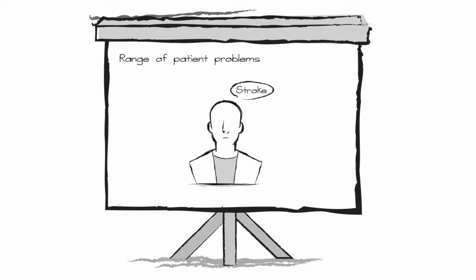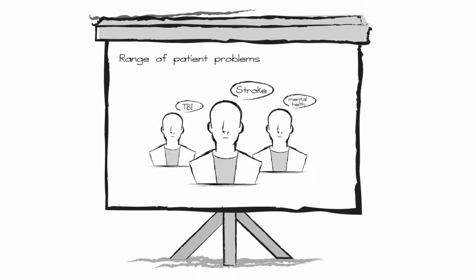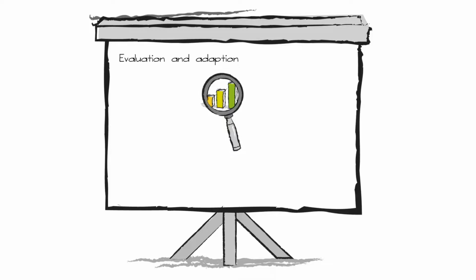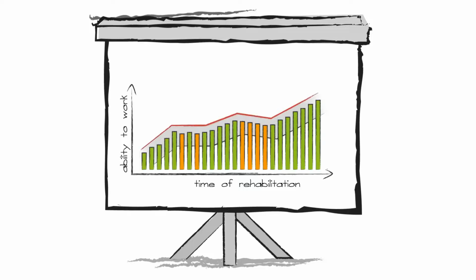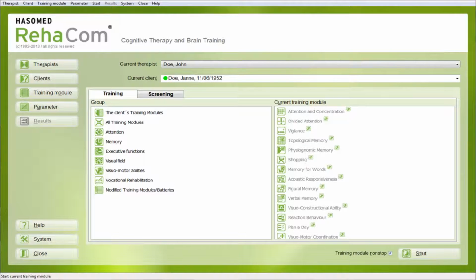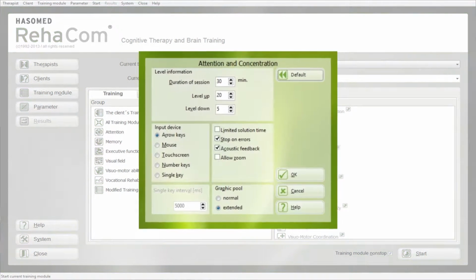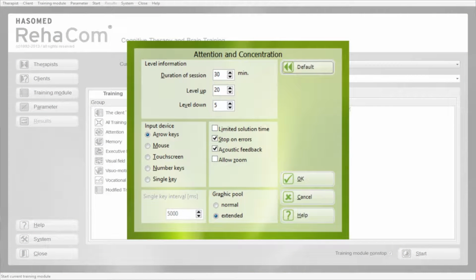As you know, the range of patient problems is enormously varied. After evaluation of the therapy results, there may be a need to adapt a therapy module to greater benefit the patient. The automatic adaptation works great, but if required, you can fine-tune the parameters to enhance training for your patient. For this reason, each RehaCom module is equipped with a separate parameters menu. This menu shows all the parameters that can be adapted depending on the goal of the therapy module. Often, the kind and speed of automatic adaptation can be adjusted here too.